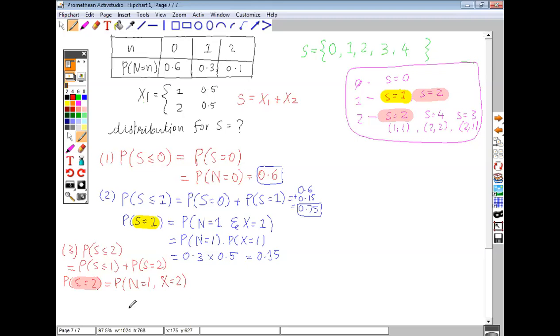I think it will be probability of N equal to 2 and probability of X equal to 1 or 2. If your X is equal to 1 and N is equal to 2, then 1 plus 1 is 2, right? But if your X is equal to 2 and N is also equal to 2, then your S will become 4. Should that be the case? No. So only for 1.